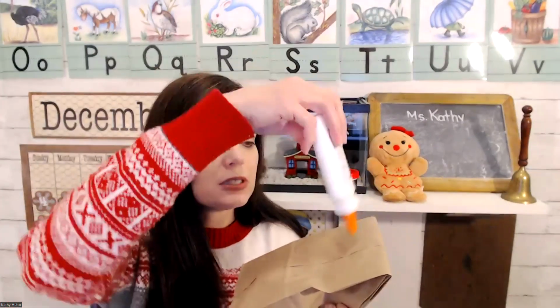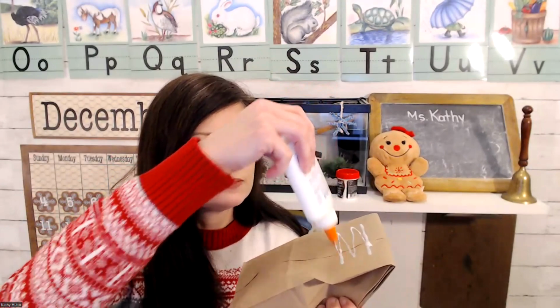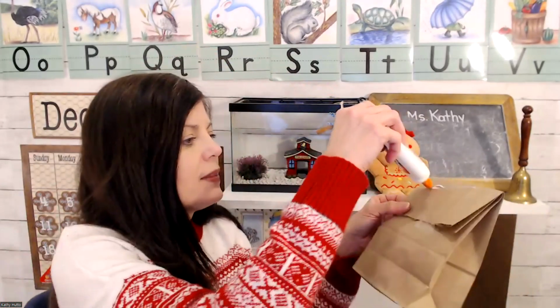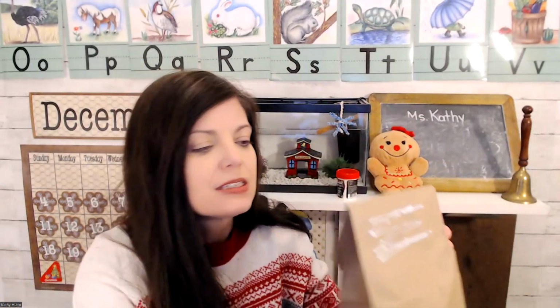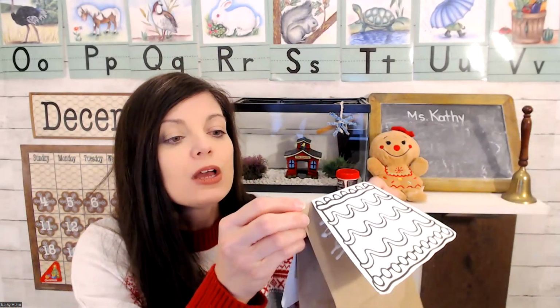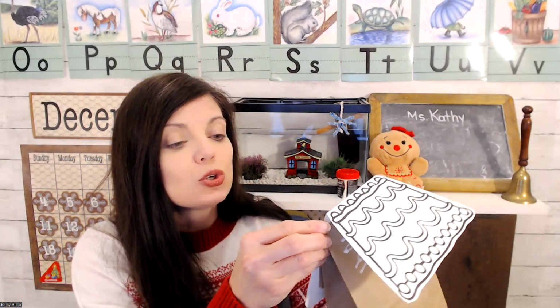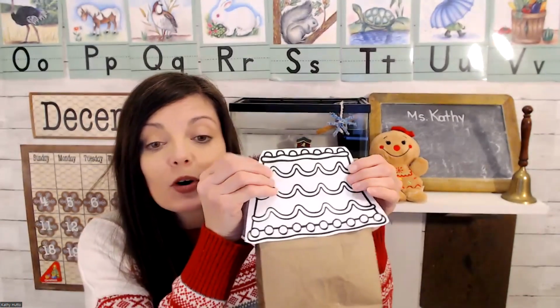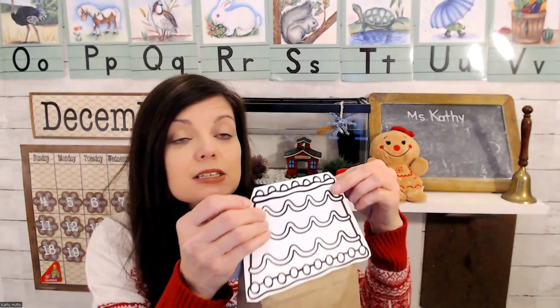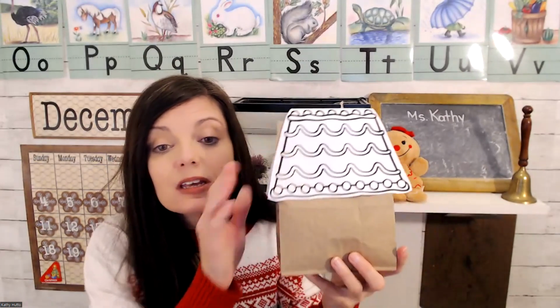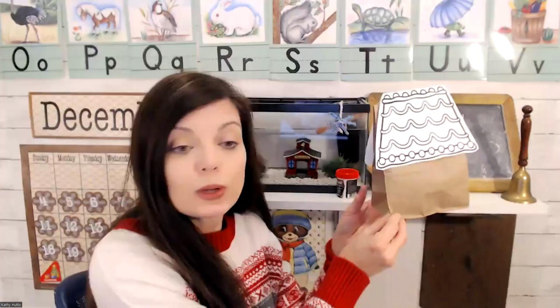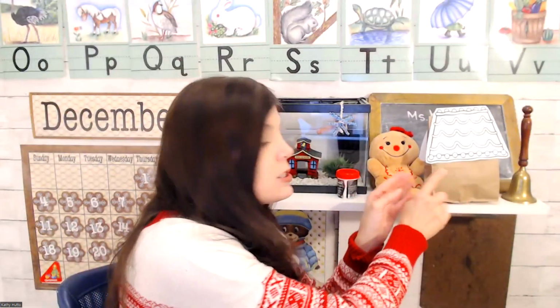So I'm just going to put some glue on this side of the bag and some glue on this side of the bag. And I'm just going to stick my roof on there. Now, you will probably want to color your roof before you put it on. It's just a lot easier if you color it first. I'm just going to go ahead and do it so that I can read a story to you and let you work on it. So I'm going to next put on a door.